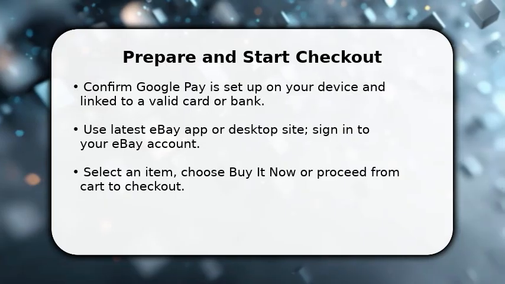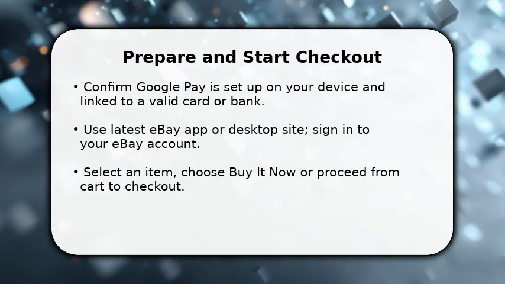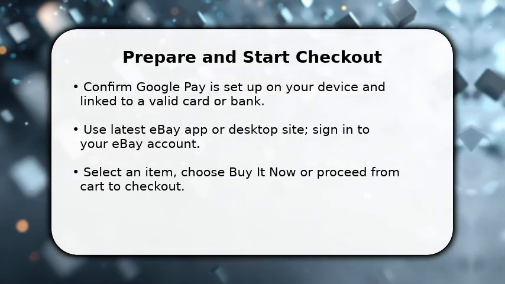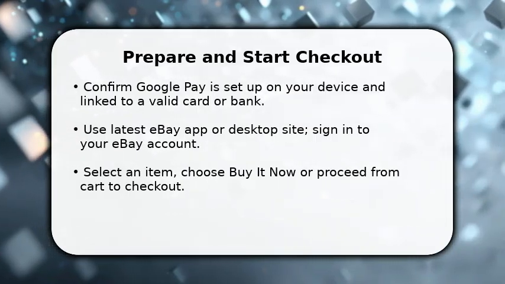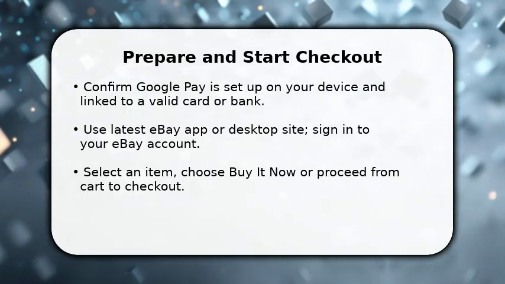You begin by verifying Google Pay is active on your phone or browser and has a valid payment method. Once done, open eBay, sign in, and add the item to your cart or choose Buy It Now. At checkout, you'll see payment options. Look for Google Pay. Tap it to initiate authorization.